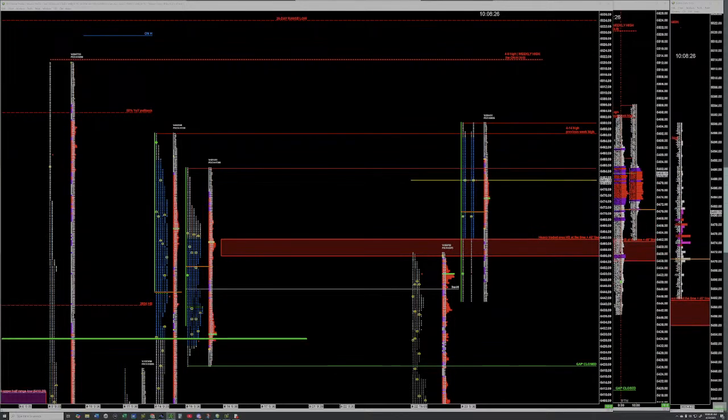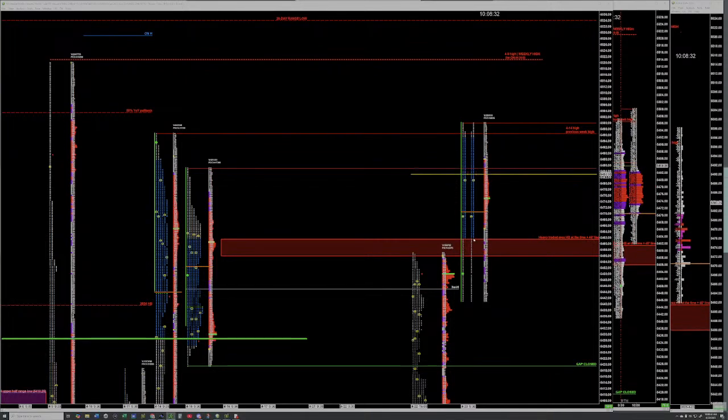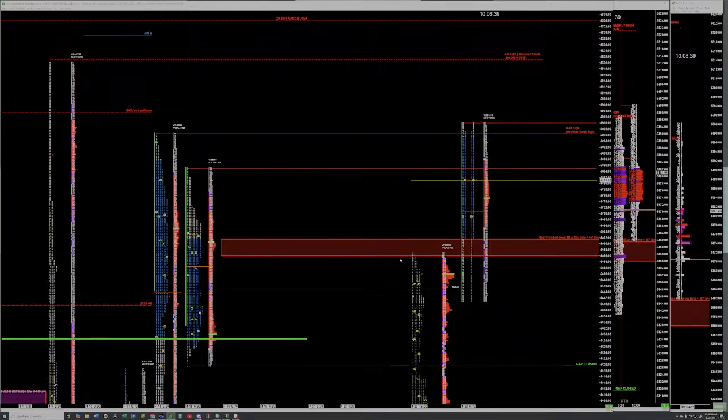From all these things, what I am watching here is this low here. Okay, this can be a low. If this low is taken here, this is what I am going to watch out for because of this area here.